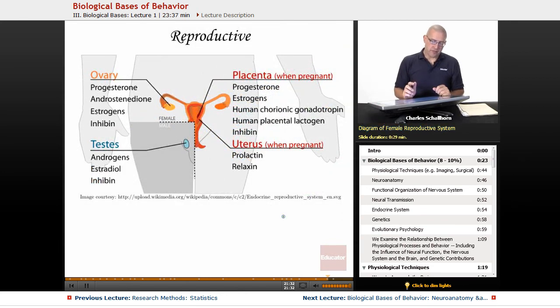And in the reproductive system, in the ovaries, we've got progesterone and androstenedione and the estrogens, androgens. Those are basically what we need to know, the estrogens and the androgens. Estrogens are the female hormones, the feminizing hormones. Androgens are the male or the masculinizing hormones. And both men and women have both sets of hormones being utilized.